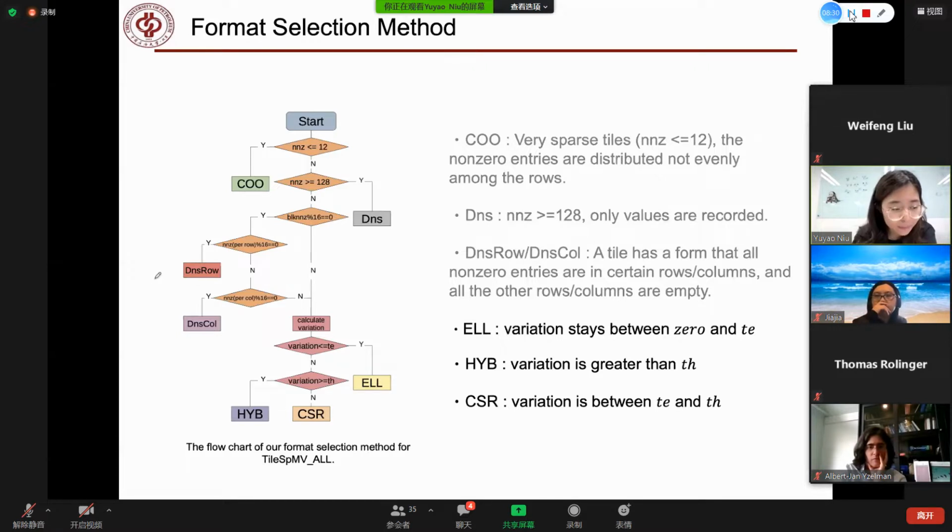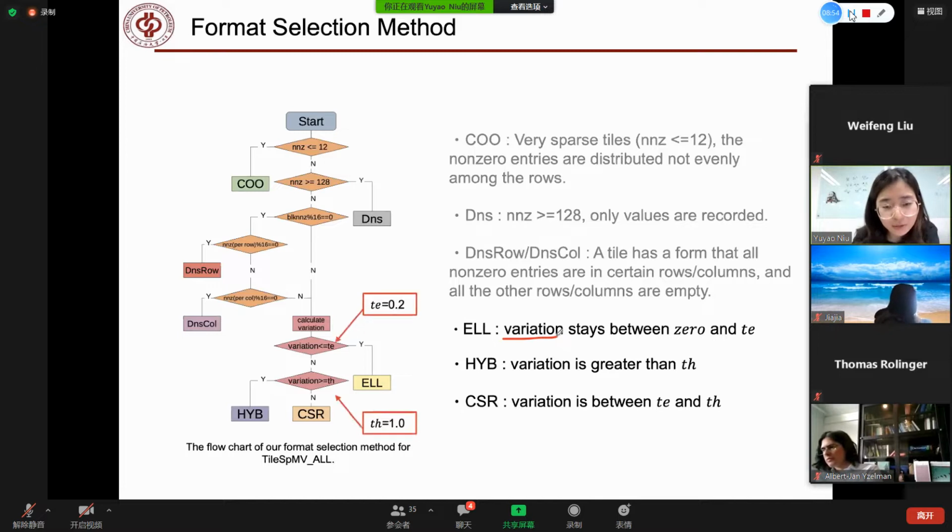And we use the variation parameter, that's the ratio of standard deviation to average row length, to evaluate the balance of non-zero distribution. And we set 2 thresholds here, TE and TH, to distinguish the remaining 3 formats. And our experimental data shows that when TE equals 0.2 and TH equals 1, our performance can reach the best.